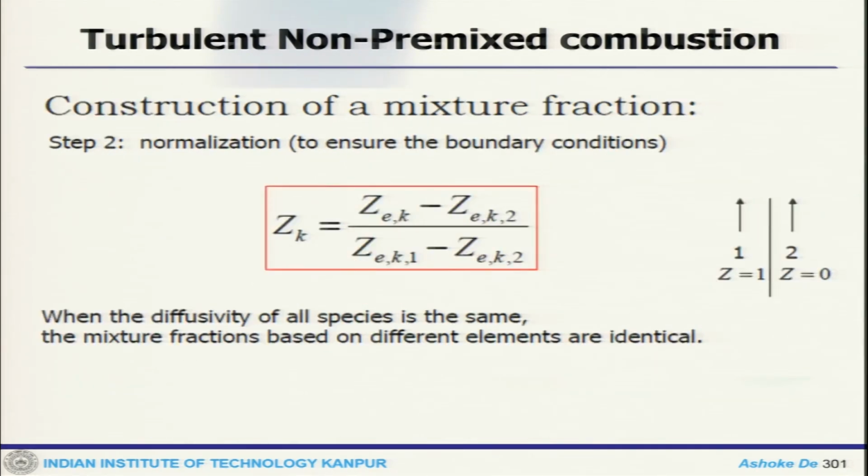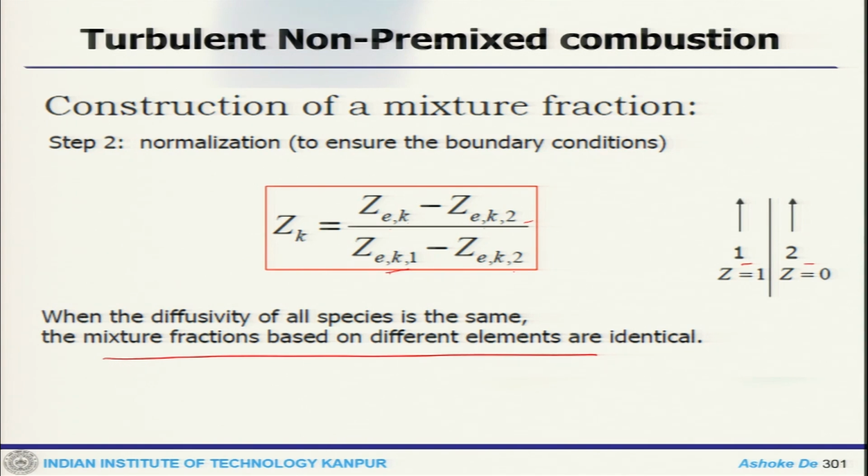Now, we can have a stream 1, stream 2, and we can normalize that thing. So, Z_k is the elemental K minus the elemental K at the second stream, over the elemental K at the first stream minus that at the second stream. Now, when the diffusivity of all species is the same, the mixture fractions based on different elements also become identical. So, that is another thing that would happen.